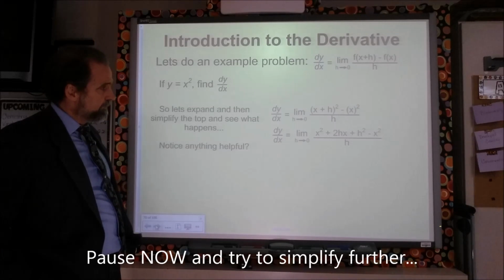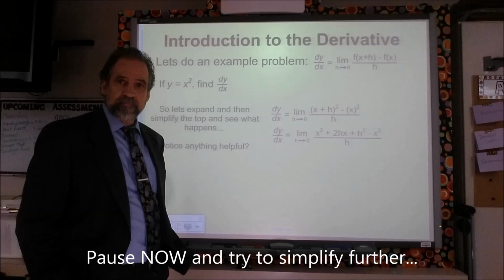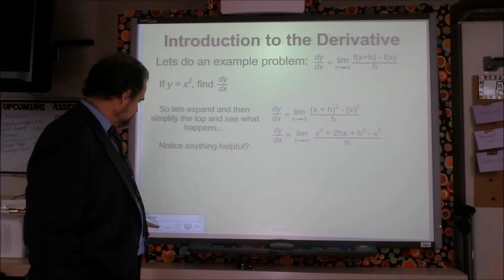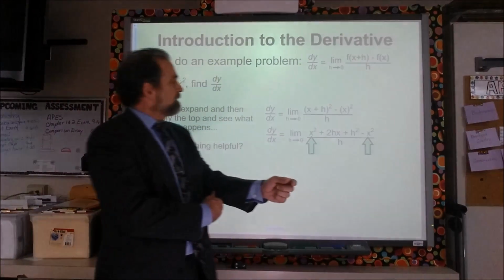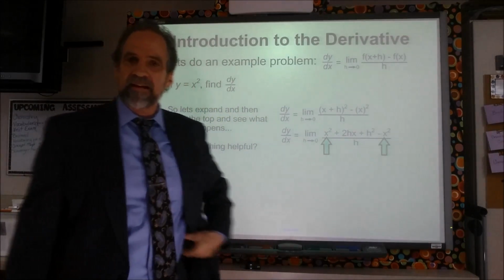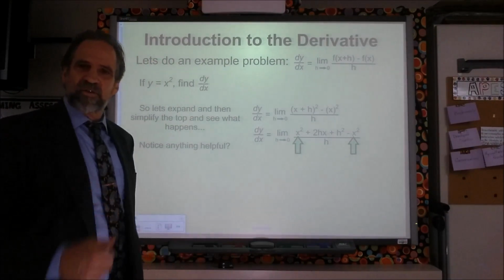Okay, so do you notice anything helpful? Now, just look at it, and then come back to me in a second. Okay, welcome back. If you've looked at that, you can see that there's an x squared in front and a minus x squared in back. The same way we got rid of the bottom x and negative x, now we've got x squared and negative x squared that will also cancel, and that's sweet.